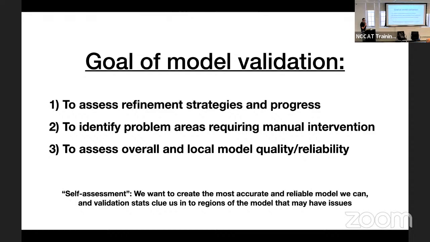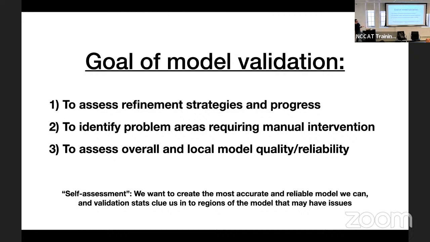And so maybe just briefly, many people often think of model validation as something that happens at the end, and it's really just like, oh, is my structure good, and should I be able to publish in this journal, and should people think I'm a good structural biologist or not? But it's something that you should be looking at throughout the building and refinement process, because a lot of the tools for validation are meant to help you find problem areas in your structure.